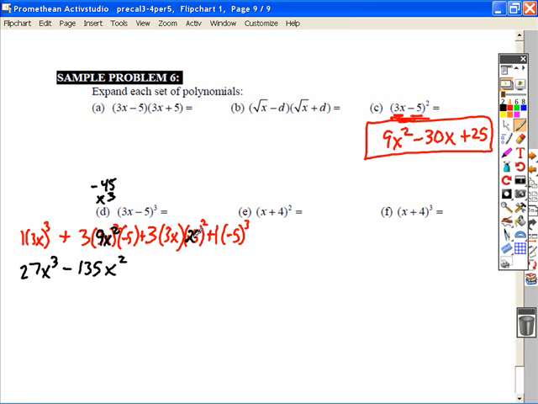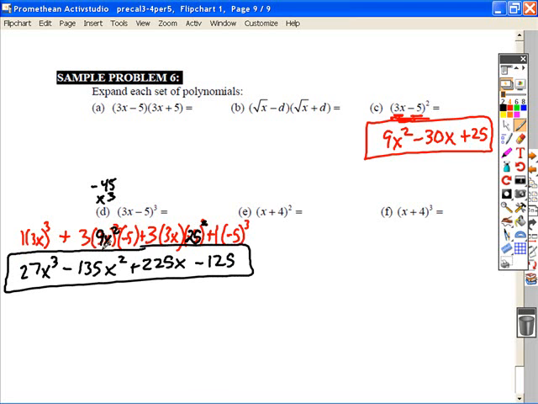Here you square your negative 5, it becomes a positive. So if you multiply those, once again, it's not really the most convenient numbers to work with. 3 times 3 times 25 gives you 225. It's a positive with an x. And then a negative 5 cubed is negative 125. And so the signs that need to be negative are negative, and they will take care of themselves fitting into that pattern.